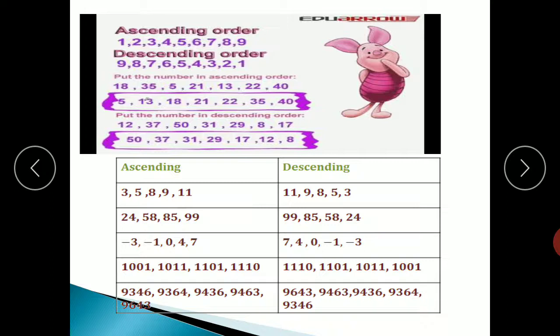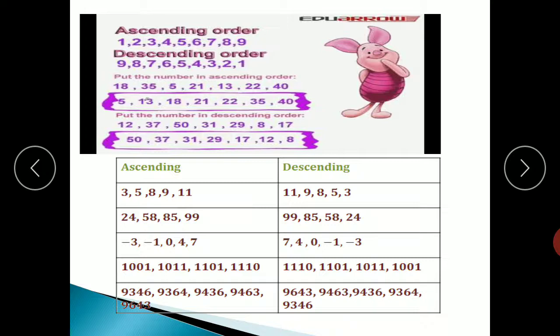Then next, look here: 18, 21, 22, 35, 40. This order we call ascending order. Let us see the next one, 2-digit numbers in descending order.